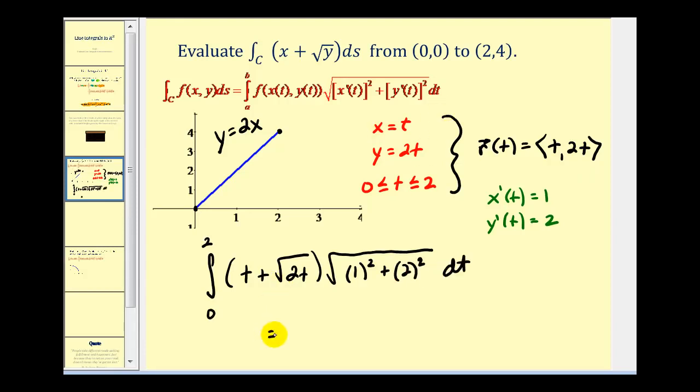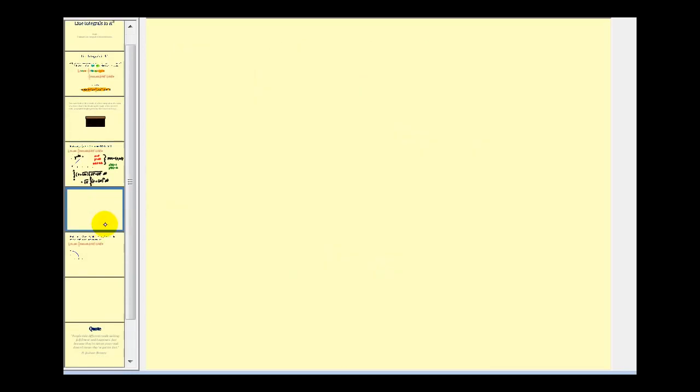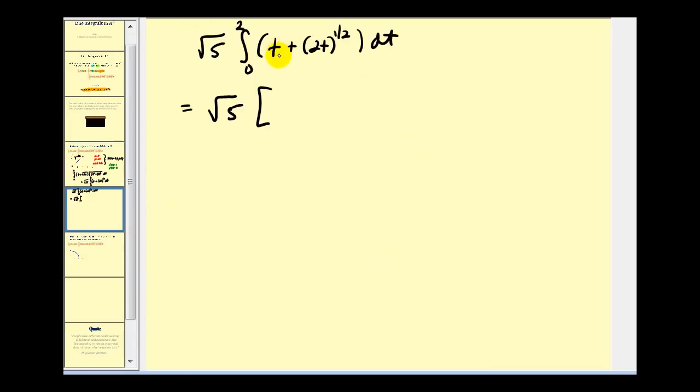Let's go ahead and simplify this. Here we have the square root of 5. This will be t plus, I'm going to write this as 2t to the 1/2. Now let's go ahead and evaluate this on the next page. So the antiderivative of t would be t squared over 2. Here we'd have a u substitution.